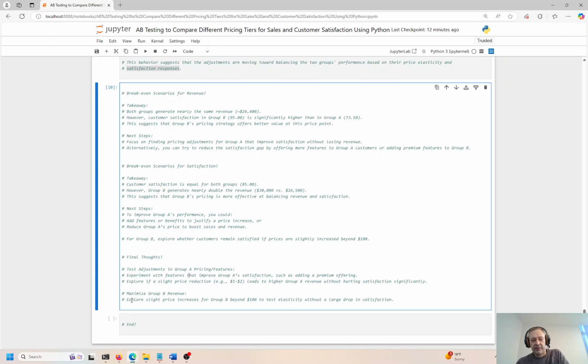Okay, and maximize Group B's revenue by exploring slight price increases, right? See if you can just tease that price up just a little bit more and capture more customer value, without having a customer notice the slightly increased price and then react negatively by boycotting product B. That's what you don't want to do, right? So you want to find that sweet spot. How much can we increase the price of B and generate more sales without disappointing the customer or really incentivizing the customer to not purchase item B and to instead purchase item A, if these are competitors.